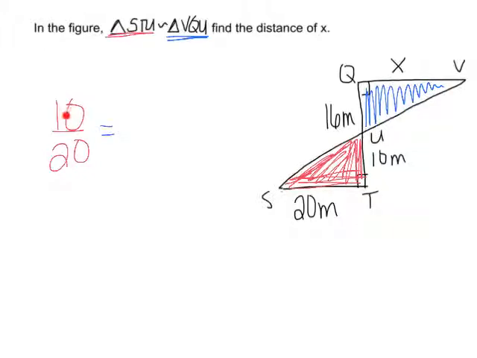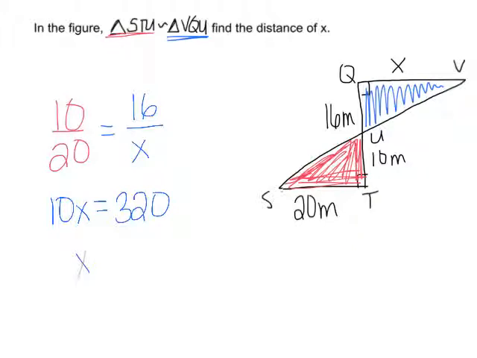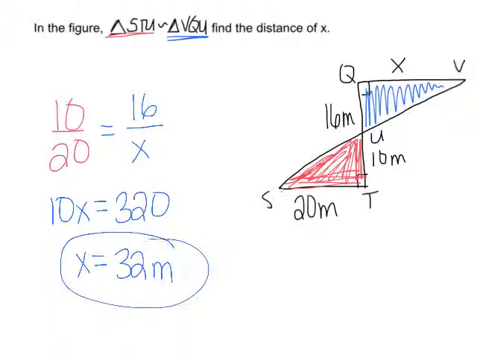Well, I had height first here, so I need height first on the other side, and that height would be 16. And then I have base on the bottom, and so I don't know the base yet, so that's going to be equal to x. Then I'm using cross multiplication. I get 10x equals, and then 20 times 16 is 320. And I'm going to divide by 10 on both sides, and I'm going to get that 320 divided by 10 is 32 meters. And I know that it must be meters because all the units are always meters on that.